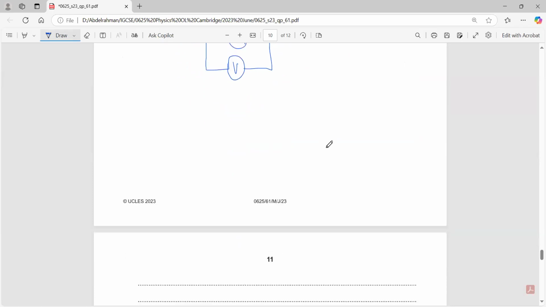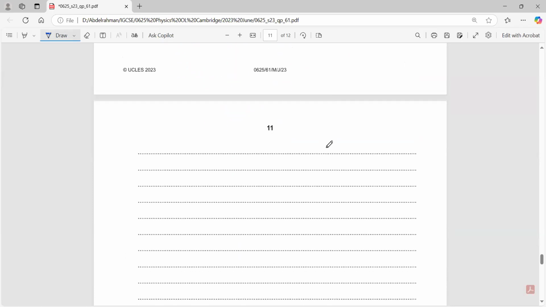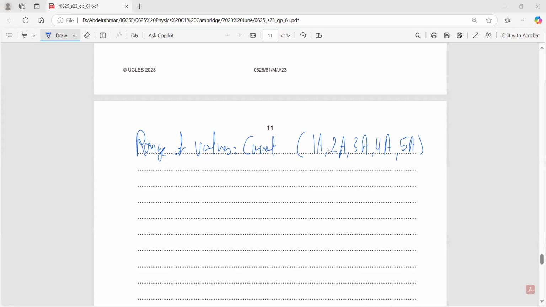Okay, so let's go on. First of all, let's say the range of values. I'm changing the current in the circuit. We can just add any values: 1 ampere, 2 amperes, 3 amperes, 4 and 5 amperes. So these are the different currents in the circuit. Range of values. You are changing the current.